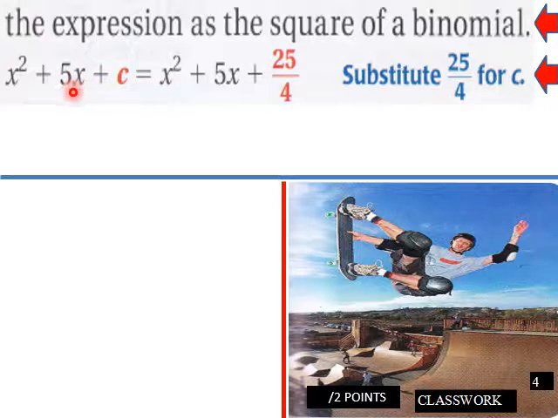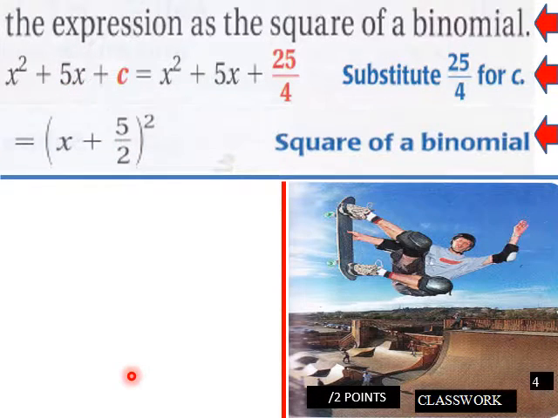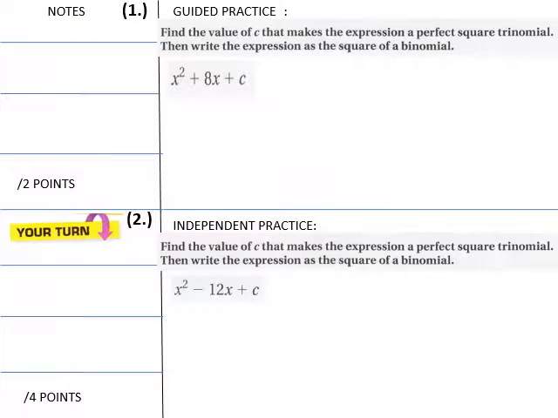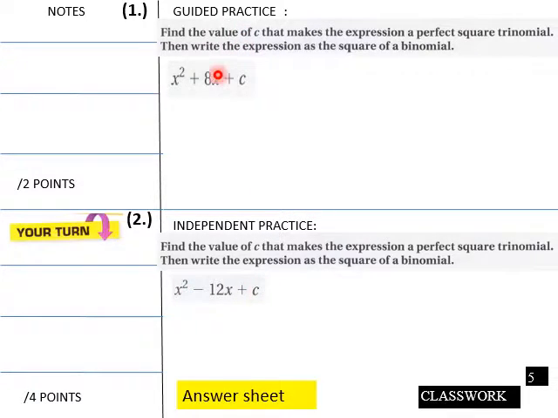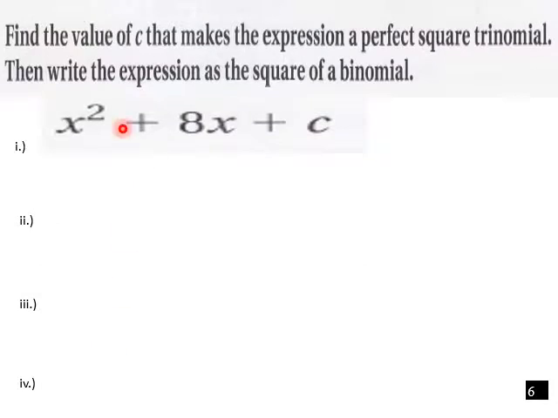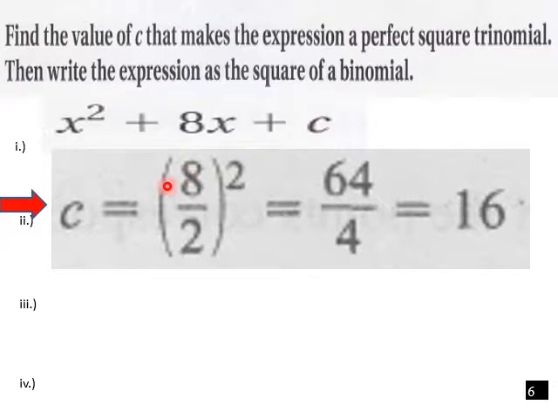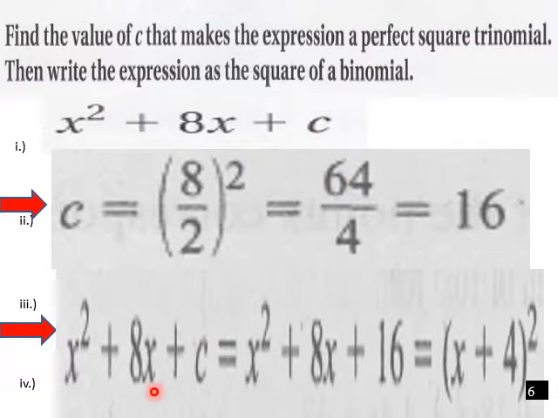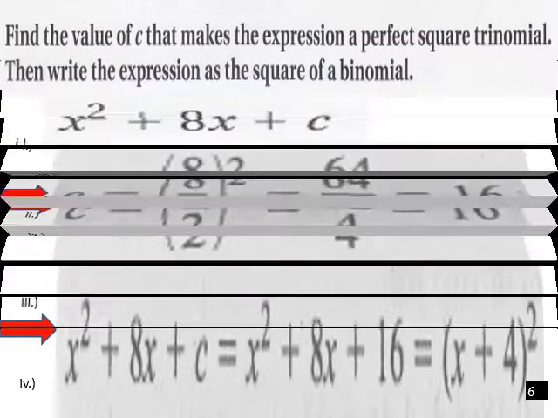We find that by having 5 and then squaring it. Sorry about that. Then we have x plus 5 over 2 squared, which would be the square of this binomial right here. Okay, let's do this. Got to practice. Students, pay attention so you can do yours. So we have this situation here. c would equal (8 over 2) squared, and 64 over 4 would be 16. That would be our c. So x squared plus bx plus c would equal x squared plus 8x plus 16 equals (x plus 4) squared. That would be completing the square.